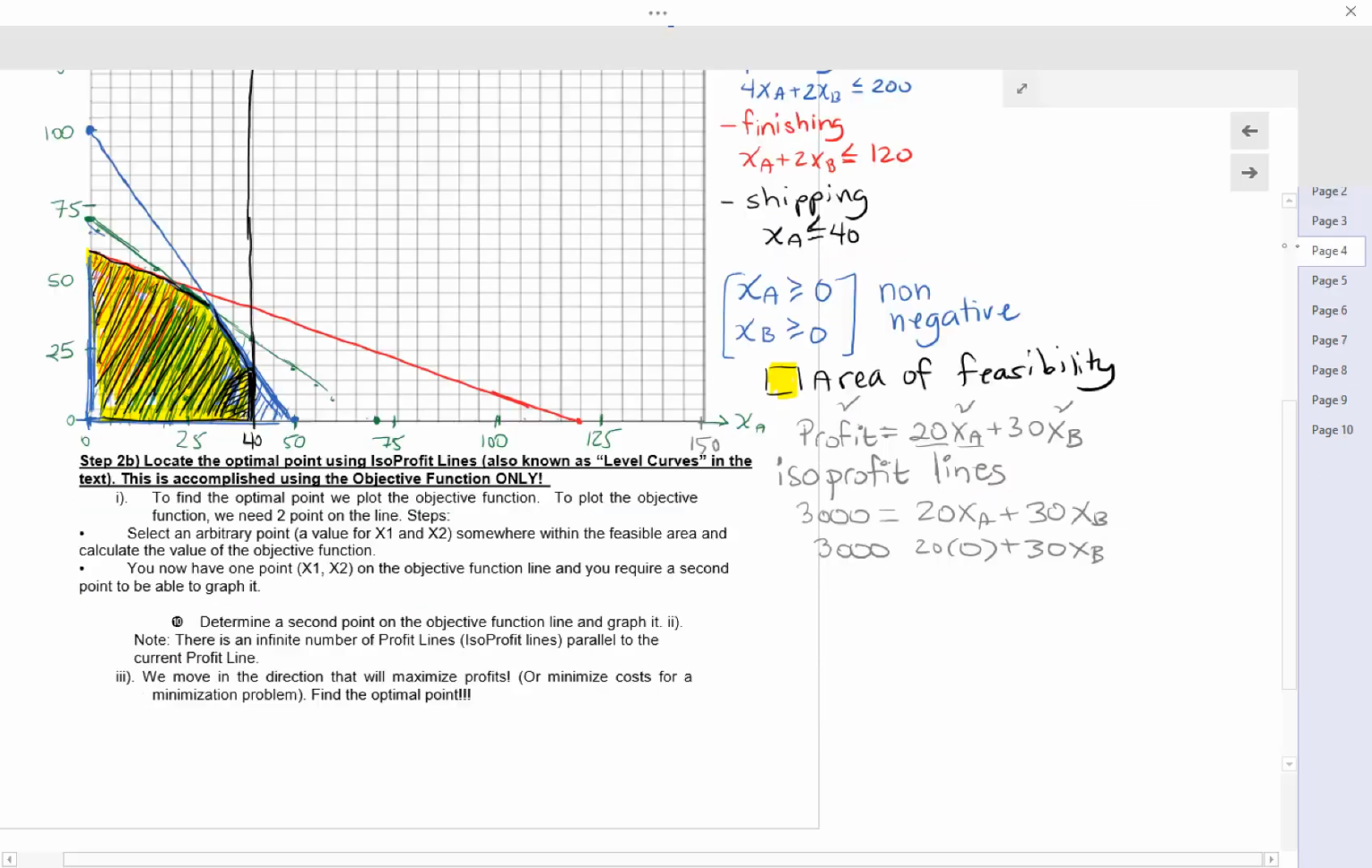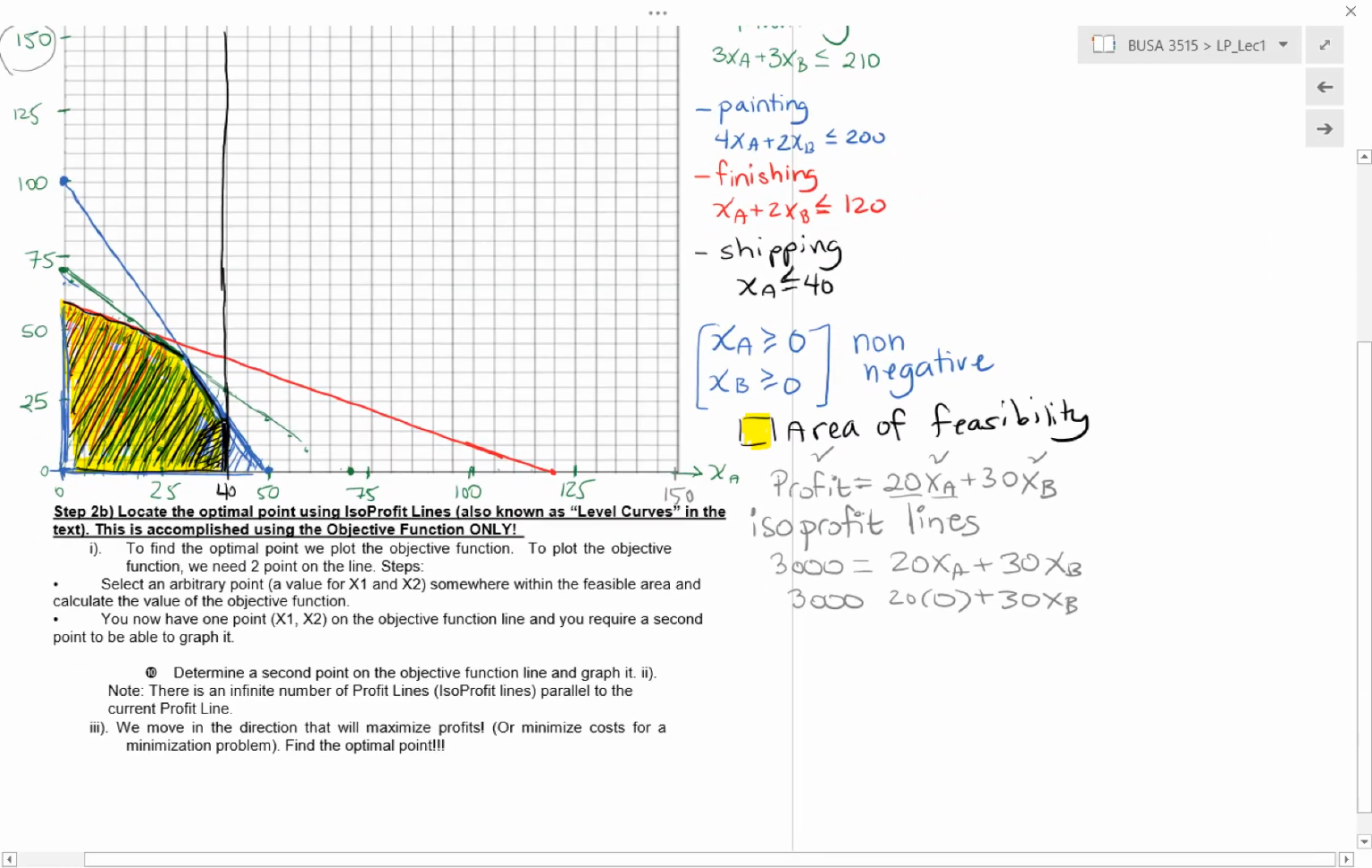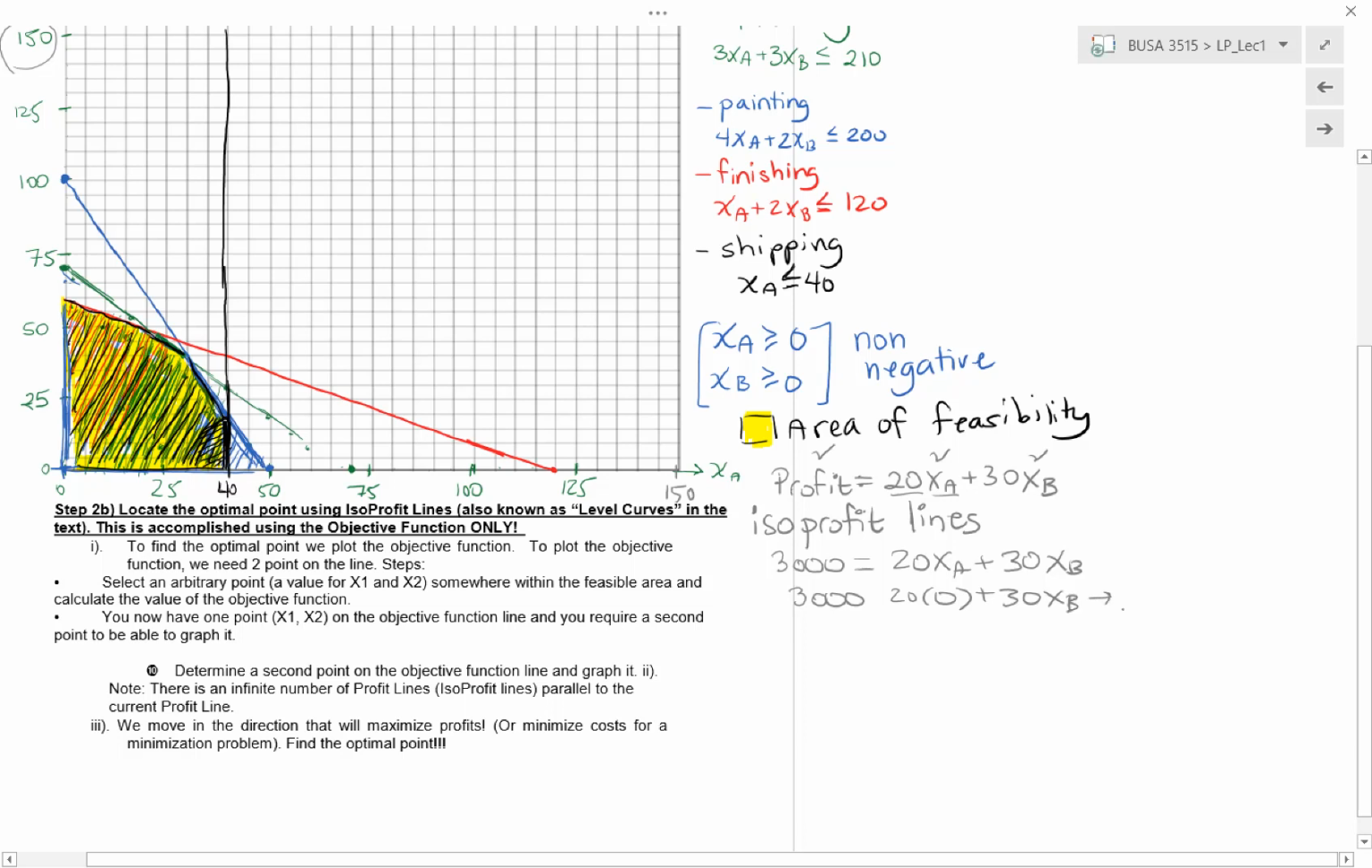What that ends up giving me here, sorry for all the scrolling around, when XA is 0, XB turns out to be 100. So 0, 100 is a point on the line. When you divide both sides by 30, you're left with an XB at 100.